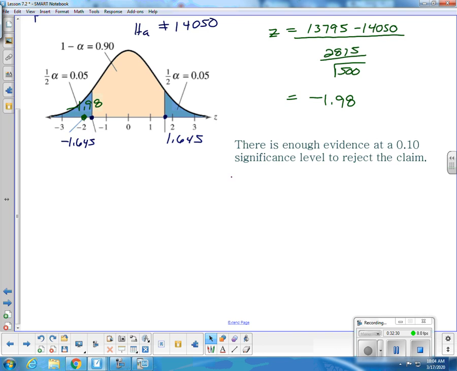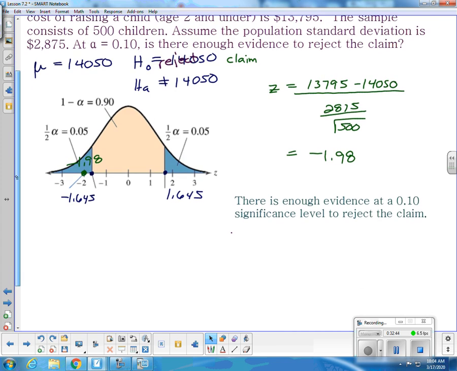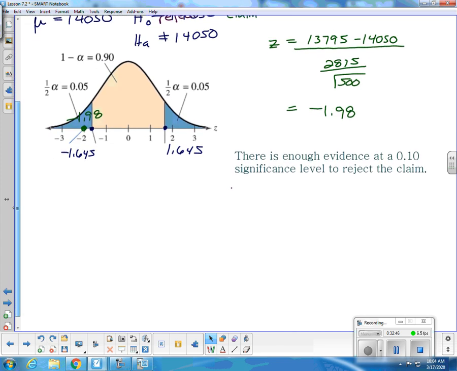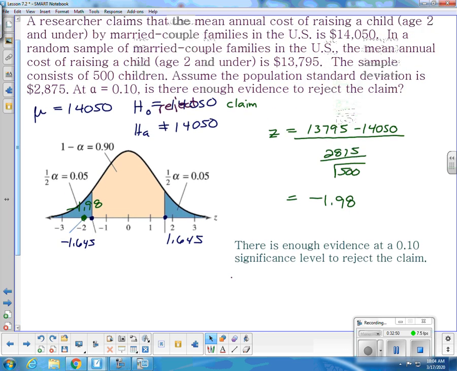Okay, so I don't care how you write that. You can say there's not enough evidence to support the claim, or you can say there is enough evidence to reject the claim. Okay, we are rejecting the null. So, how you word it is a little bit different, all right? So they actually asked, is there enough evidence to reject the claim? So yes, there is. There's enough evidence to reject the claim that the mean cost of raising a child is $14,050.